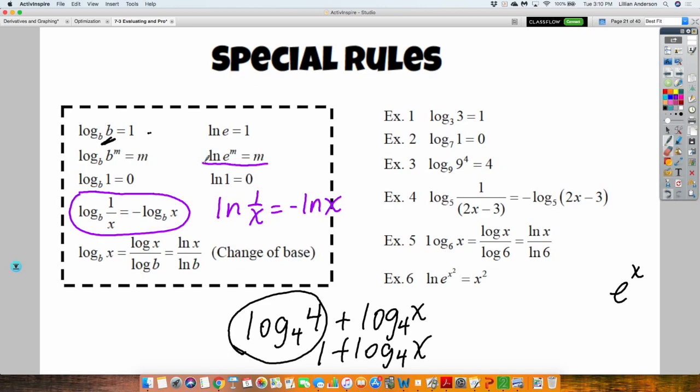So lots of things. And again, it gets easier as you continue to use them. They become like second nature. They do. They really do.